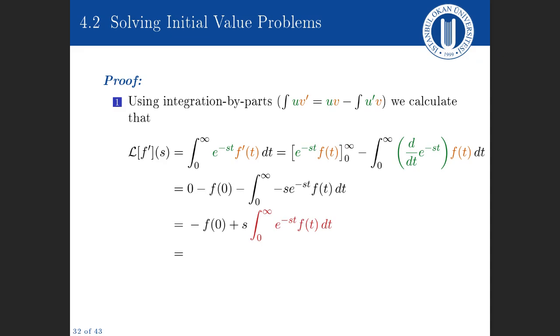Right, so that's just minus f of 0 plus s multiplied by the integral from 0 to infinity e to the power minus st f of t dt. But what is this written in red? This should look familiar to you by now. What is this red thing? This red thing is just the Laplace transform of small f. And that's it. That's the formula that we wanted to prove. It's just an integration by parts.